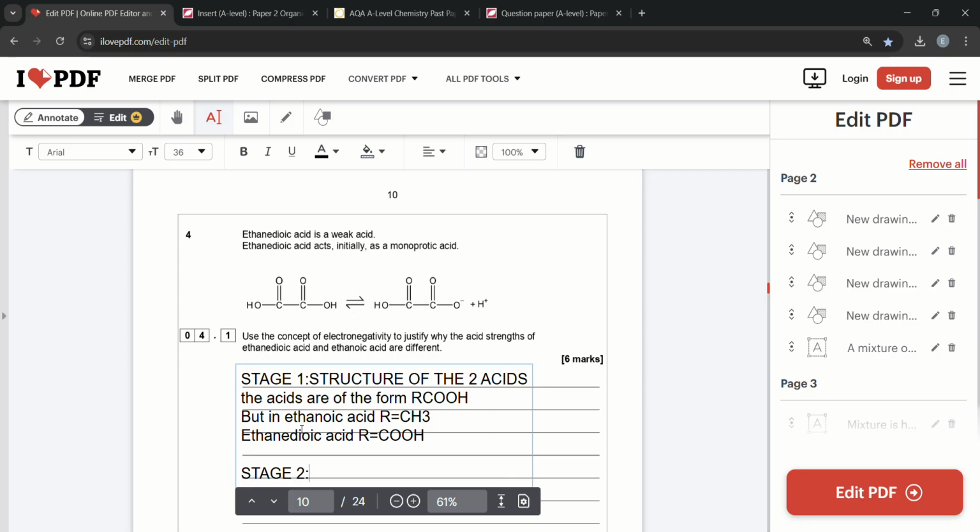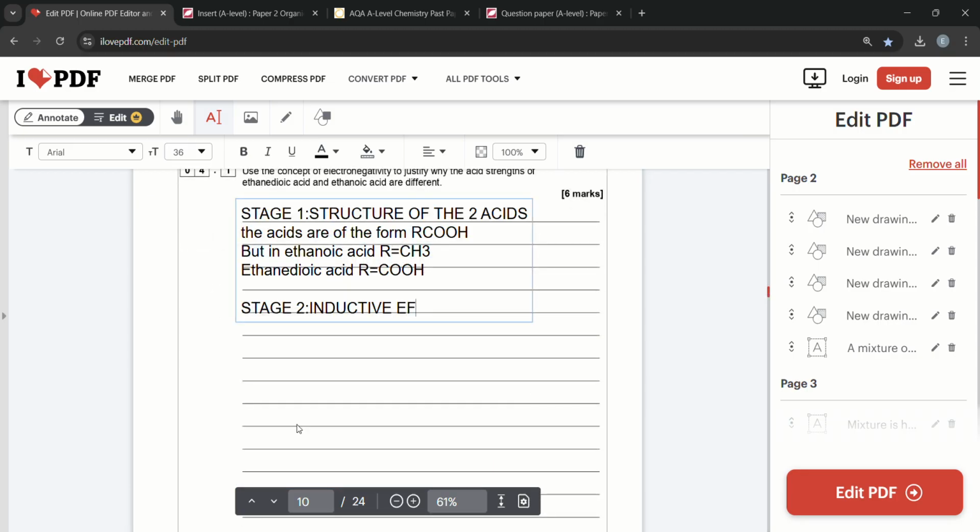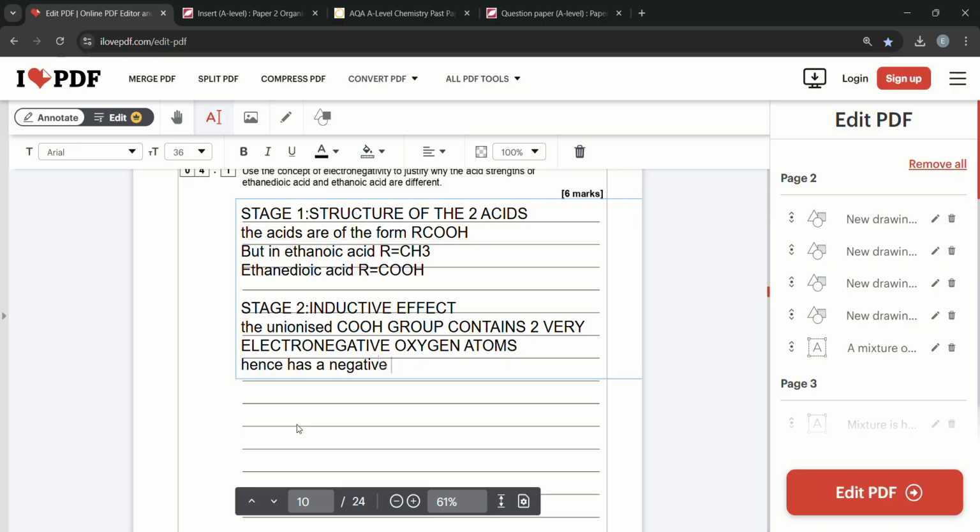Stage 2, inductive effect. The unionized COOH group contains two very electronegative oxygen atoms. What does that mean? Well, hence it has a negative inductive effect, whereas the CH3 group has a positive inductive effect, or electron pushing effect.